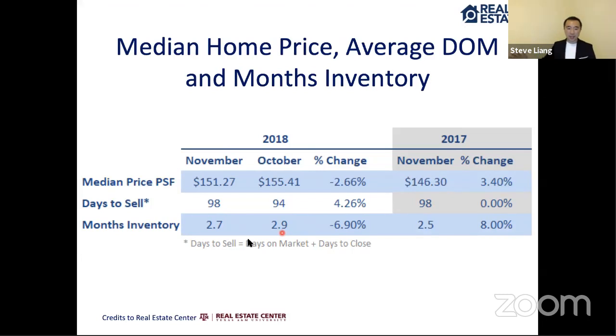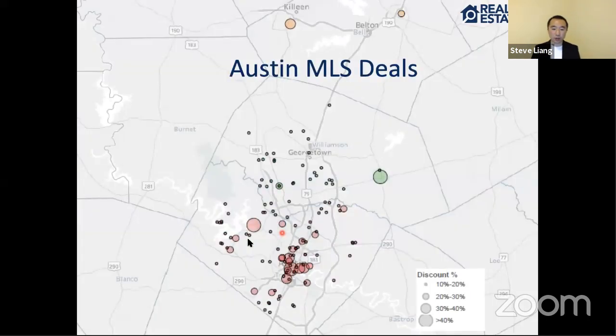Okay, so we're seeing a drop in price. It takes longer to sell, the inventory is getting smaller, and the new properties coming are also fewer. That's the general market. So let's look at the deals. We're going to look at the MLS deals, and then the deals that are off-market motivated sellers. Here is the heat map for the MLS deals.